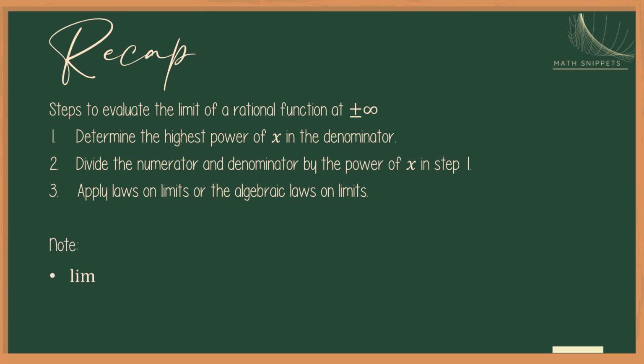So that's just it. But take note that the limit of 1 over x raised to n as x approaches positive or negative infinity is 0. And if you have a multiplier, let's say c, a constant, you just take it out. So it's just equal to 0.